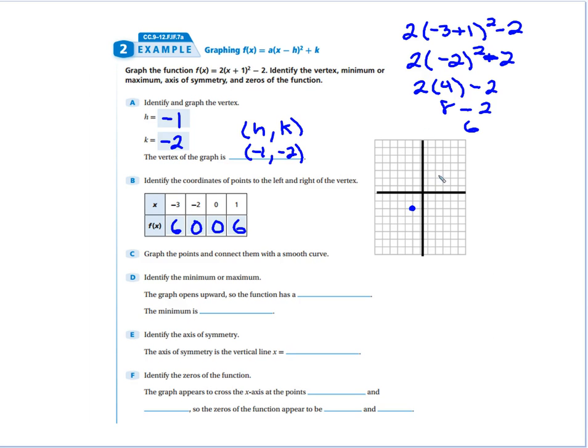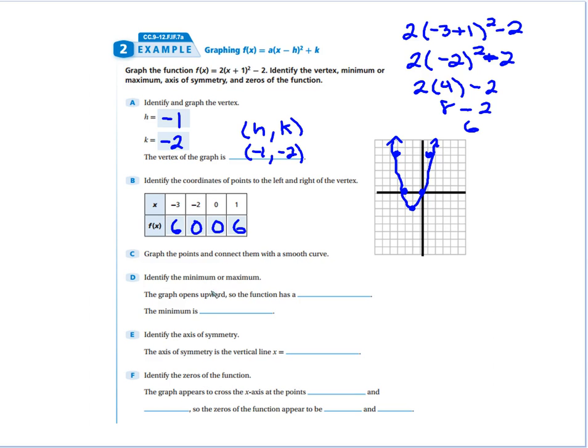Now, let me graph those points. At negative 3, I'm going to go up to 6. So 1, 2, 3, 4, 5, 6. It's right there. At negative 2, I'm at 0. At 0, I'm at 0. And at 1, I'm at 6. So I'm right up there. Then we would connect the dots. Just like any function, we go beyond the last points because it can keep going, so we're going to put little arrows there. So there's my parabola based on this information.